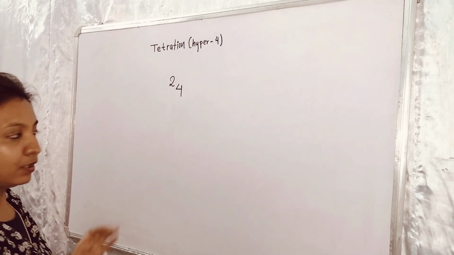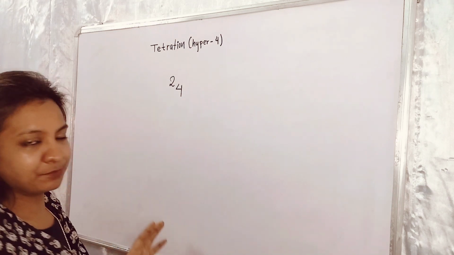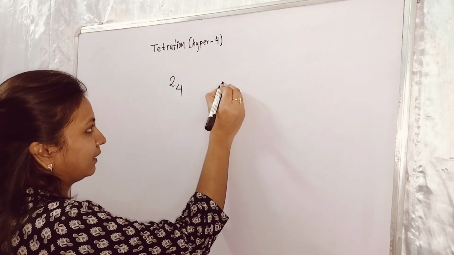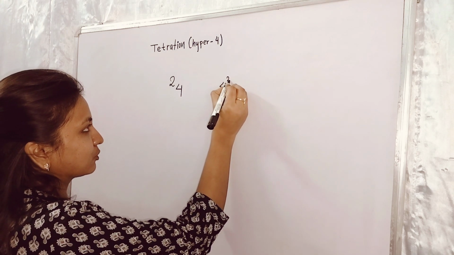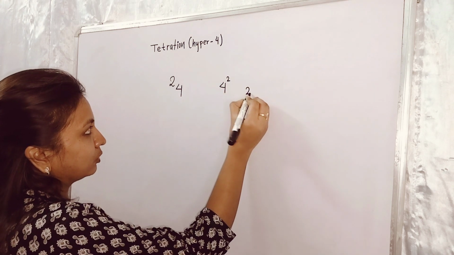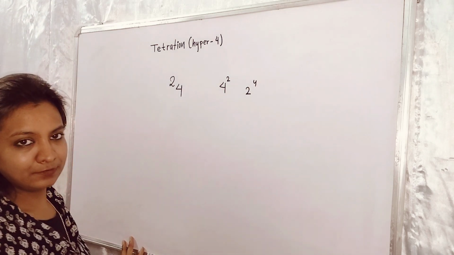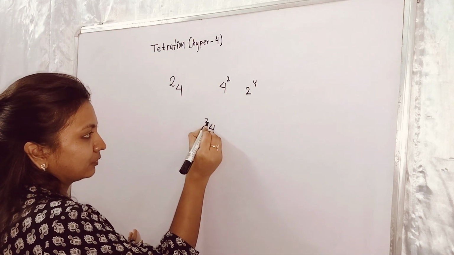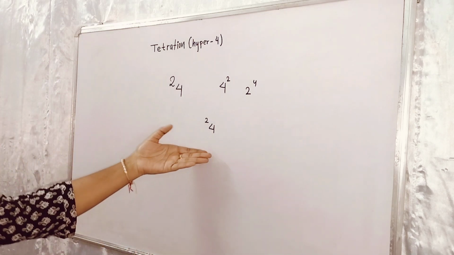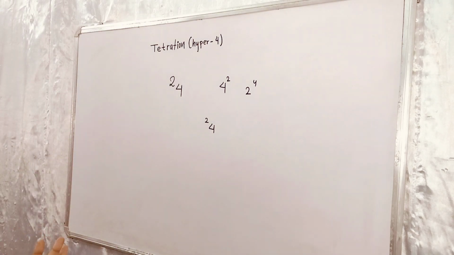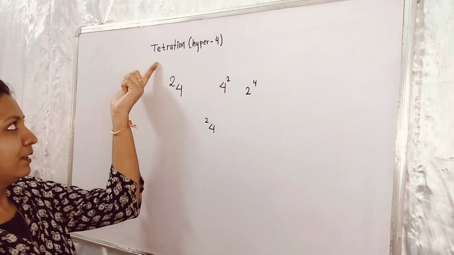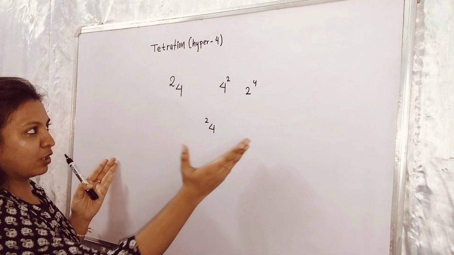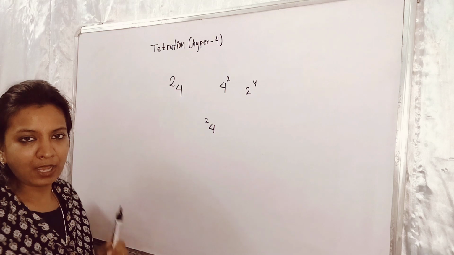See, if you are confused that I have written something wrong, then you are totally wrong. See, this is neither 4 to the power 2 nor 2 to the power 4. Fine? This is actually 4, 2. Fine? So, this is what we call tetration or hyper-four.